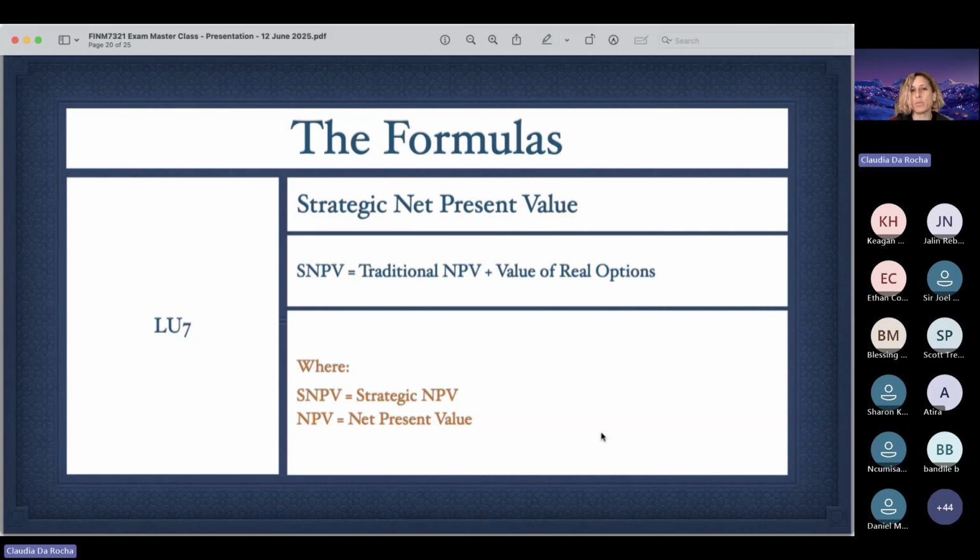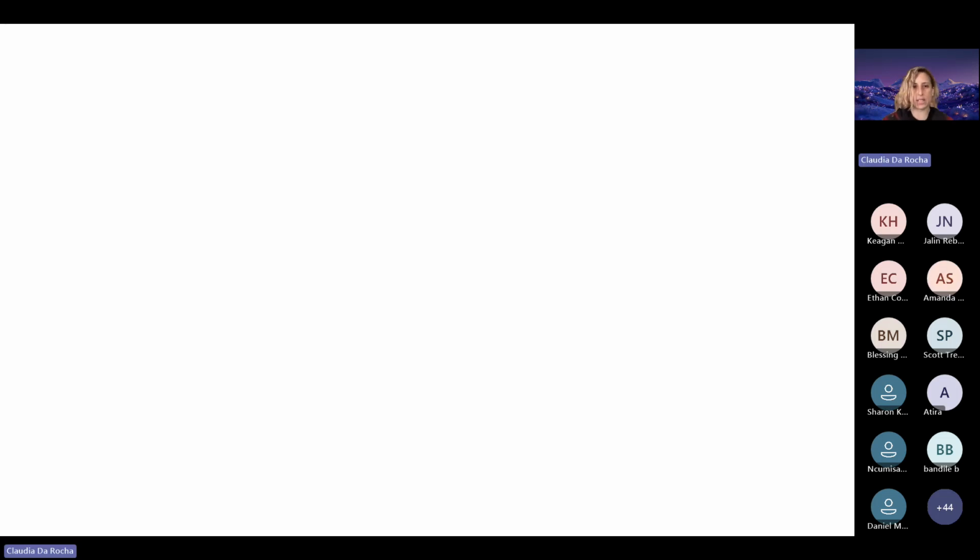Okay, so I'm going to stop there. I'm going to see if there are any questions at this stage, but I am going to go into the formulas and the different methods, the table method, the calculator method, and break it down in a bit more detail on the whiteboard. Okay, so there are no questions at this stage. Good.